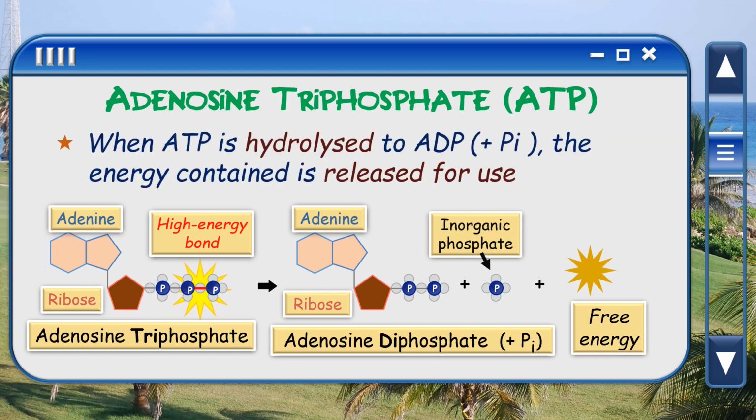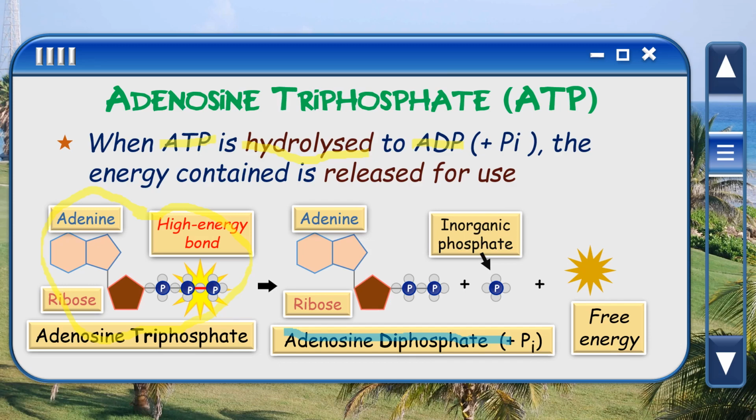When ATP is hydrolyzed to ADP and an inorganic phosphate, the energy contained is released for use. So we have our ATP molecule here. When it is hydrolyzed, that is, broken down, it will turn into what we call ADP. ADP is adenosine diphosphate.